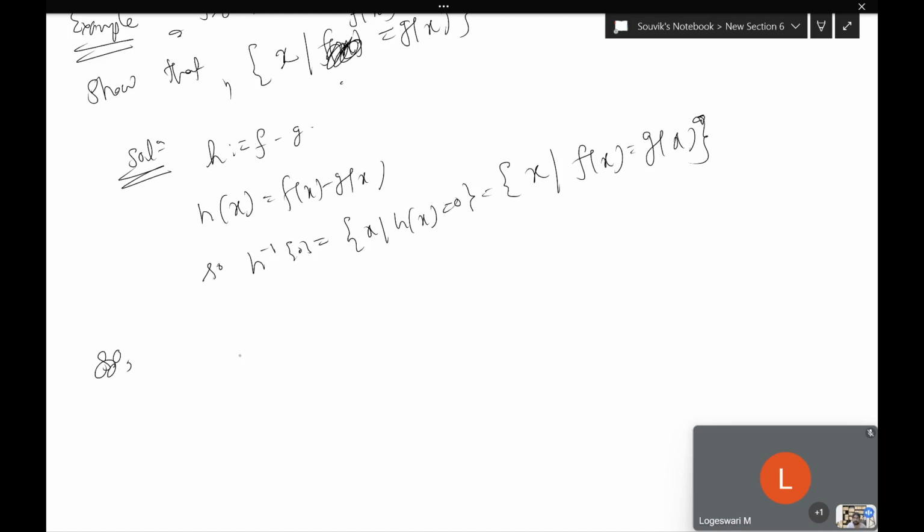So basically H inverse of zero is closed. H is obviously a continuous map, because sums of continuous maps are continuous, okay? So H is continuous, so H inverse of zero is a closed set.